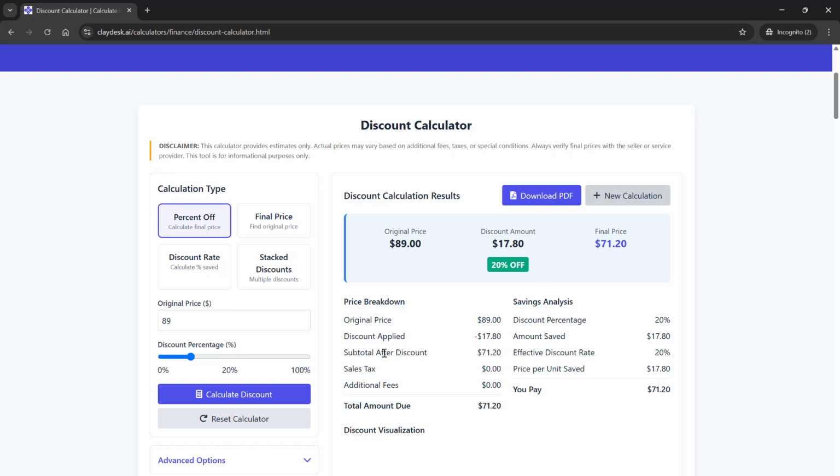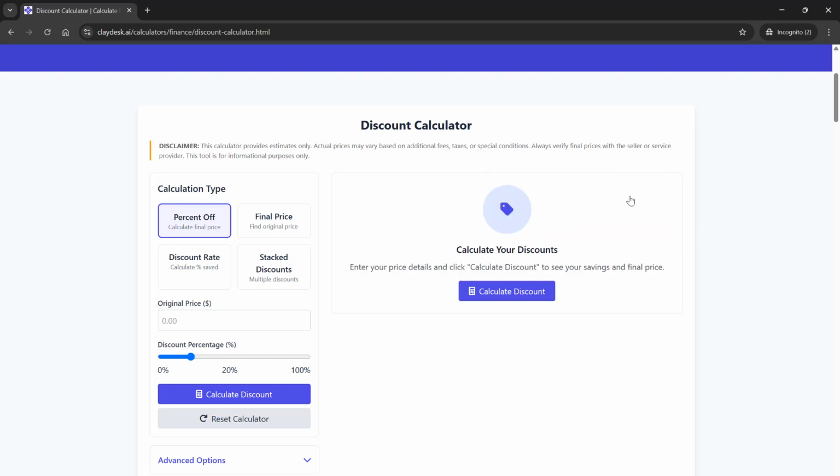And of course it gives you the price breakdown and savings analysis as well. You can also download a PDF, pretty straightforward, and it will download the results for you. I can also click on new calculation, and of course I can start over again.